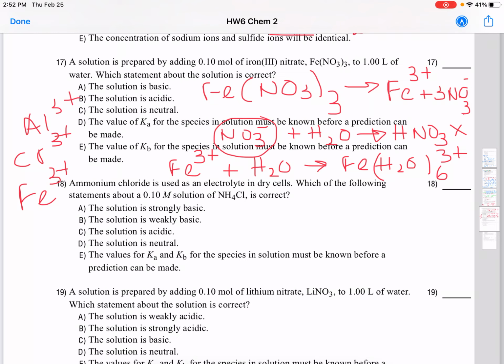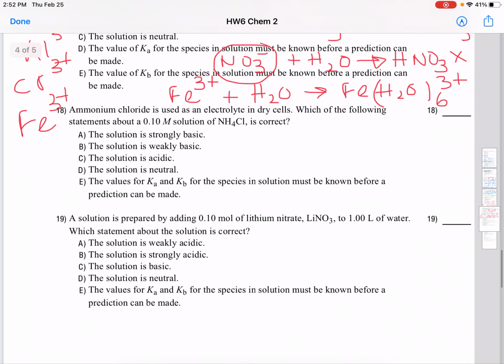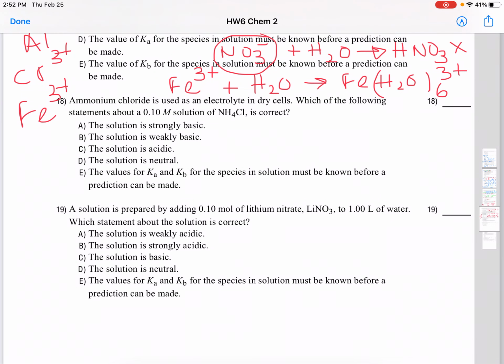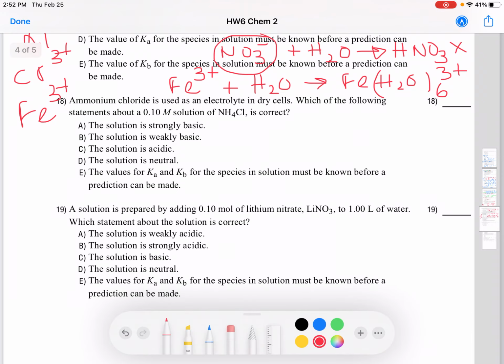Okay, we are at number 17. Sorry, I was looking at number 18. So yeah, I can see the answer right there for number 17. Now let's look at number 18. Ammonium chloride. It's asking whether the ammonium chloride solution is going to be acidic, basic, or neutral.